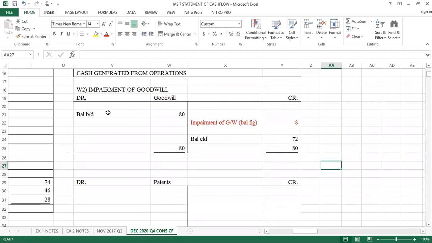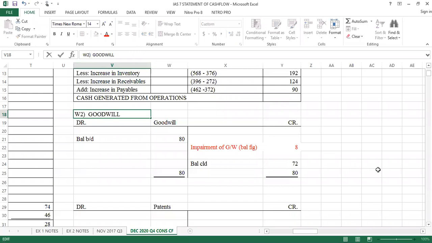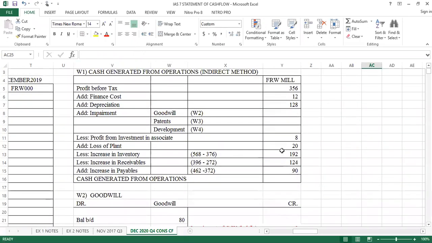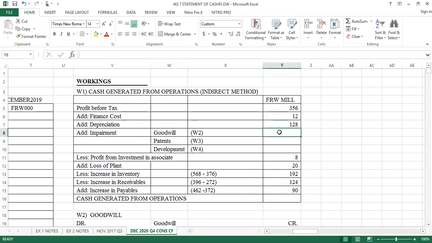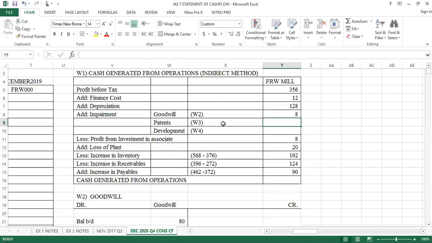So here, opening balance is 80, closing balance is 20. So the opening total is more than the credit side, so there is impairment. That is working 2, on goodwill. So goodwill, it is 8. I can go and post it. It is 8. We repeat the same for patents.